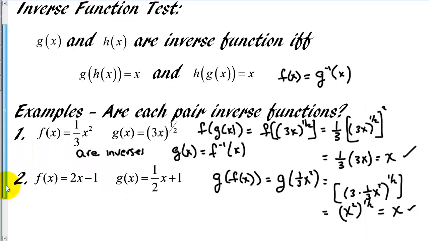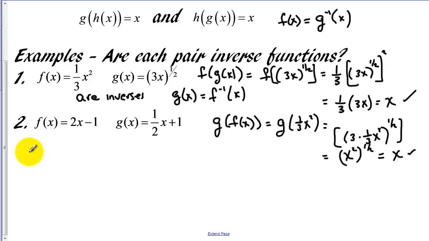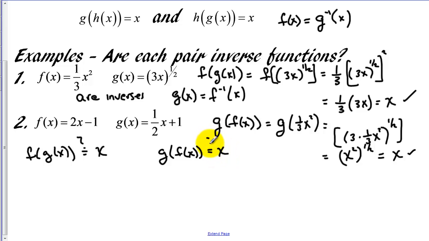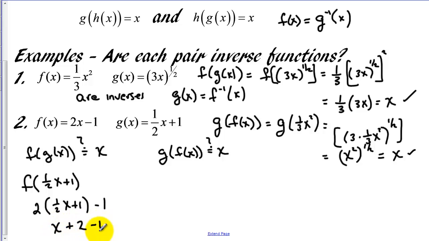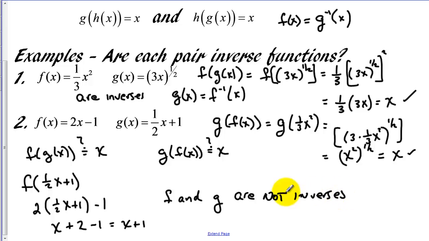So let's try our second example here and run our test to see if they're inverses. So again, we've got to ask ourselves two questions. Does f of g of x equal x? And does g of f of x equal x? So that's our test. So let's do this path. So I've got f of g of x, which is 1/2 x plus 1. And if we plug that into here, we've got 2 times 1/2 x plus 1 minus 1. So we distribute here, so we get x plus 2 minus 1, and that equals x plus 1. That's not x, so we've just proven that in the second example, f and g are not inverse functions, because both of these have to be true. And since this one's false, we don't even need to check that one.